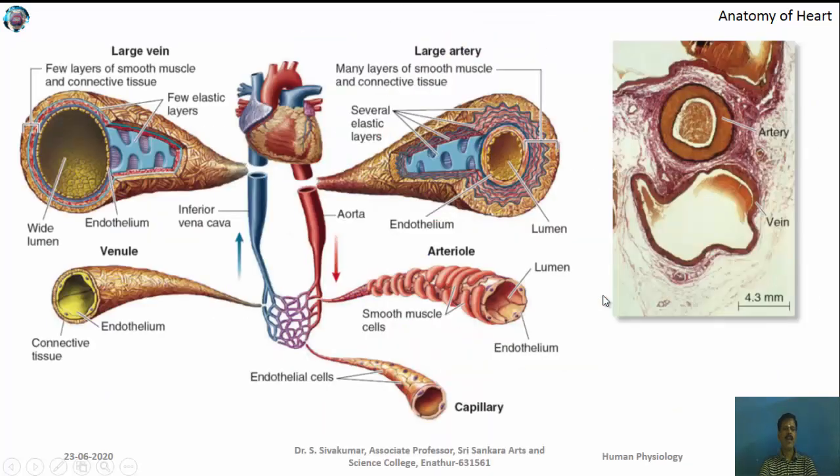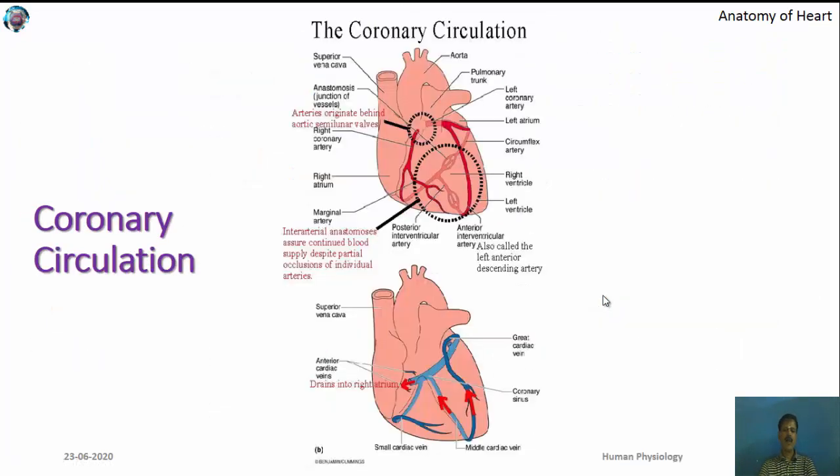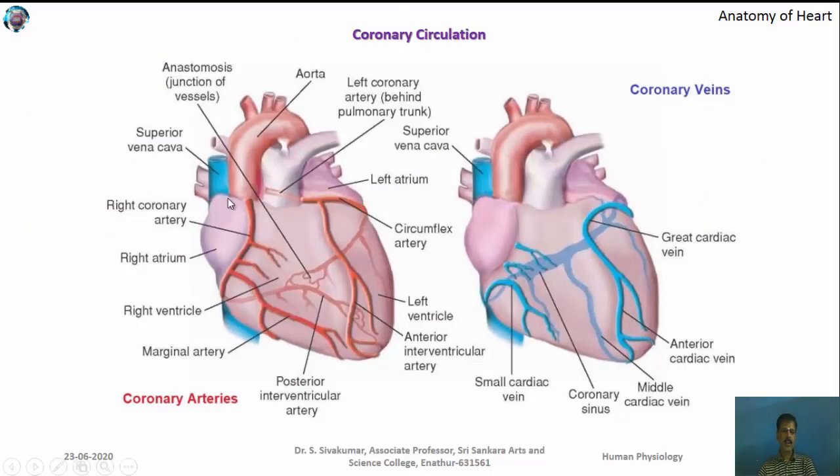They are known as, here you can see, the right coronary artery and the left coronary artery. The left and right coronary arteries provide the posterior and anterior parts. We can see one by one. The right coronary artery will provide blood to the posterior interventricular arteries, then the marginal artery. They are all contributed by the right coronary artery.